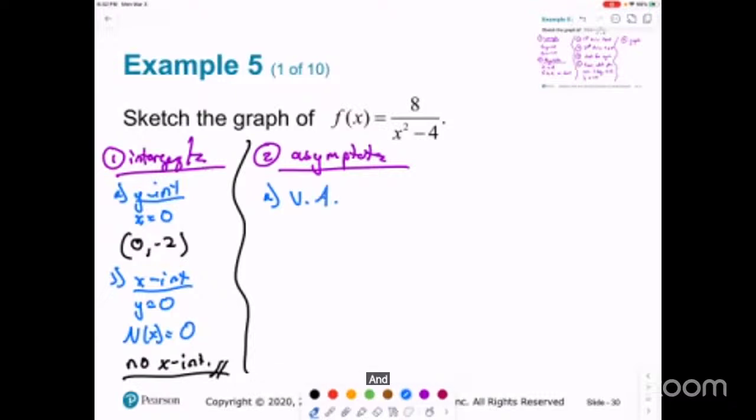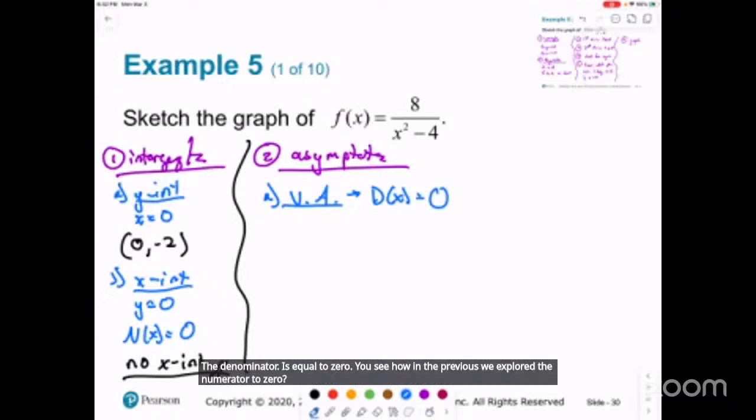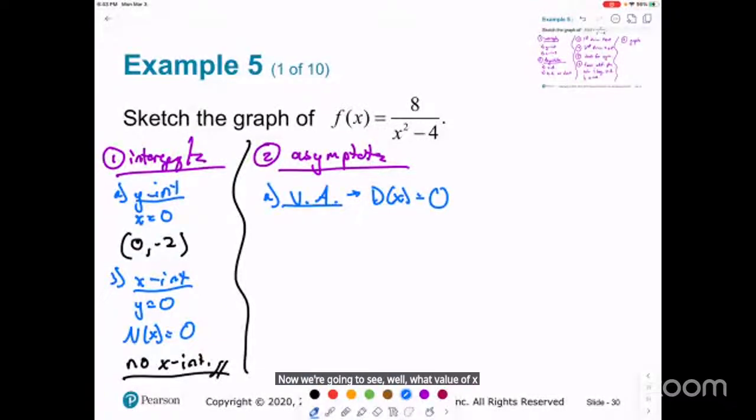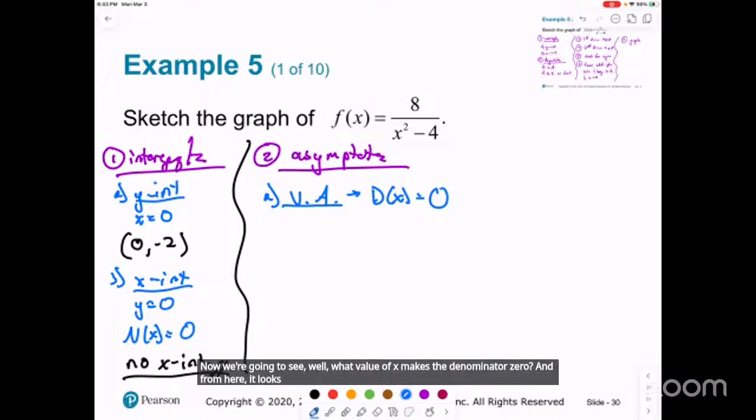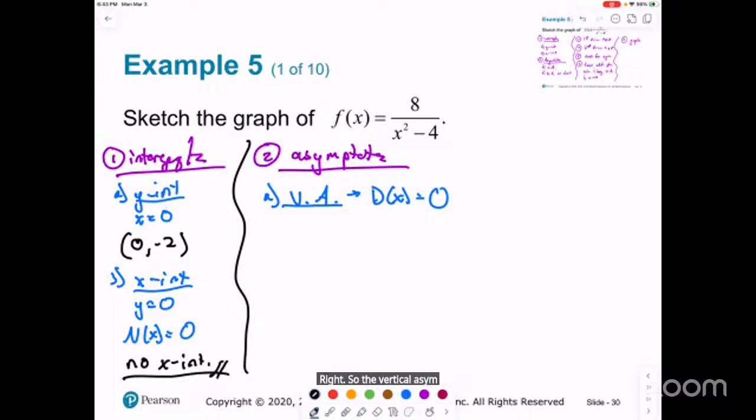And that's going to occur when the denominator is equal to 0. You see how in the previous we explored the numerator to 0? Now we're going to see what value of x makes the denominator 0. And from here, it looks like it's plus or minus 2, right? So the vertical asymptote is going to be x equals plus or minus 2. So we do have two vertical asymptotes, right?